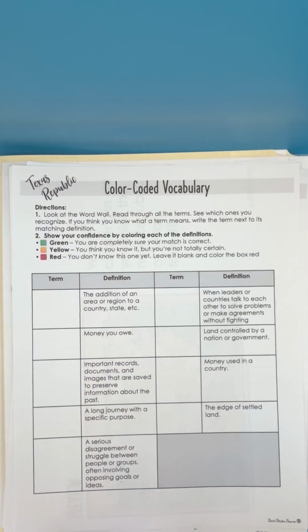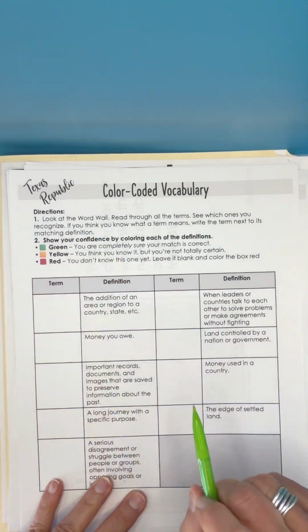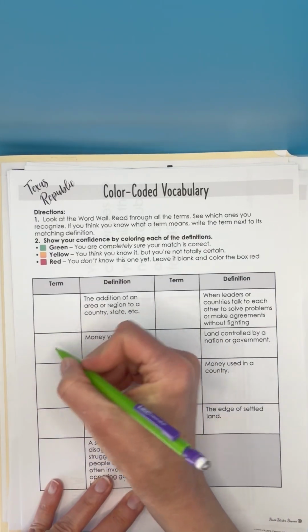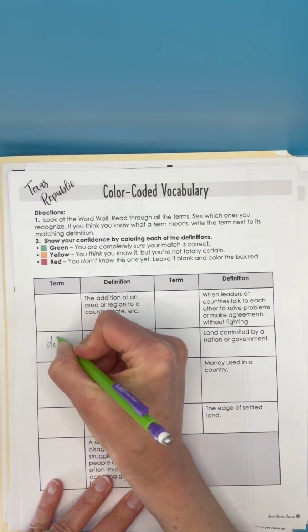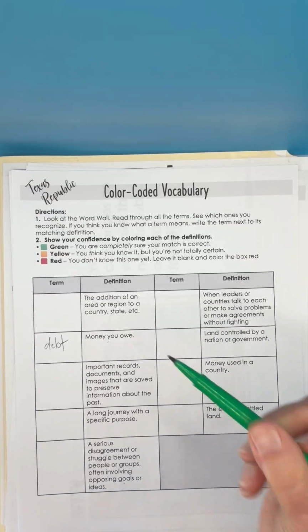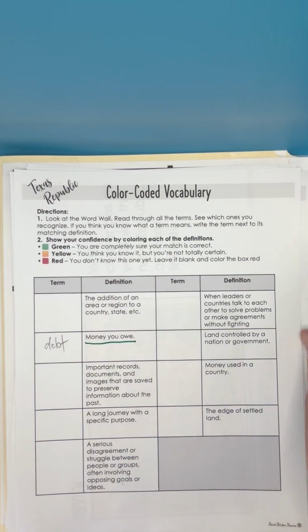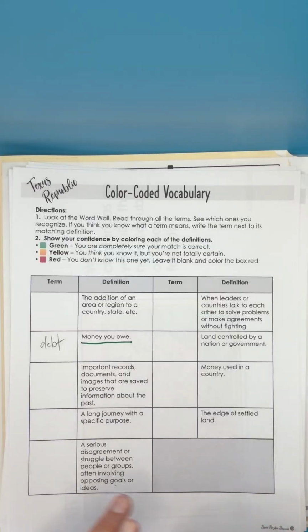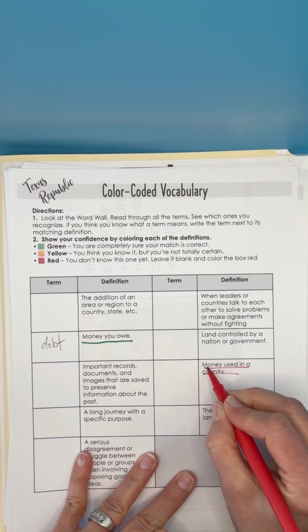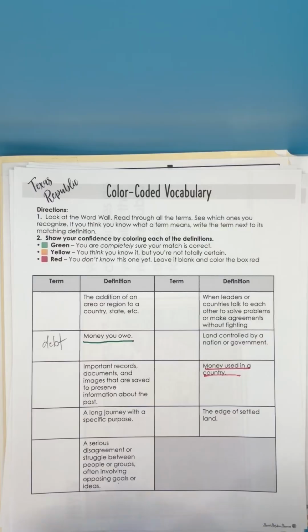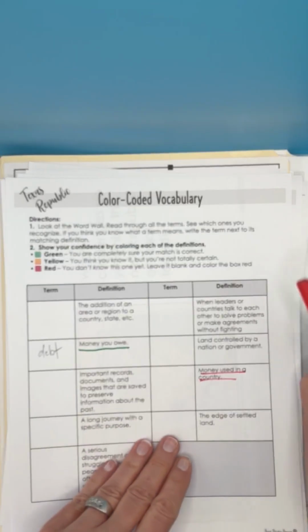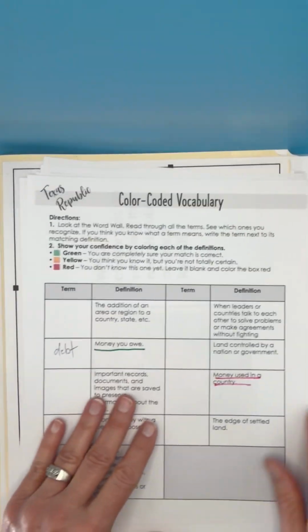So students will then look at the word wall up at the front, and they'll go, oh, debt. Debt is money you owe. Debt. And I am super, super certain about that. So I'm going to highlight that in green. This other one, I'm not sure about. So I don't even know what this one is. And so I'm not going to fill it in. I'm just going to mark that with a red. So you, the teacher, are going around the room and you're going, oh, they really need some more instruction on this term, and this term.